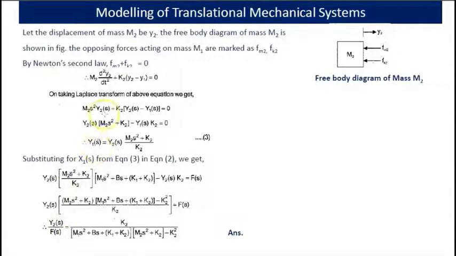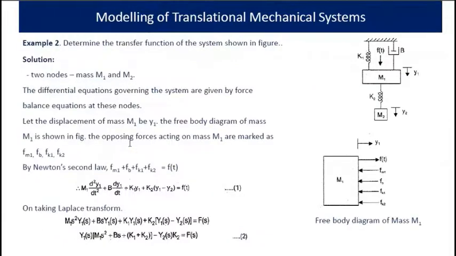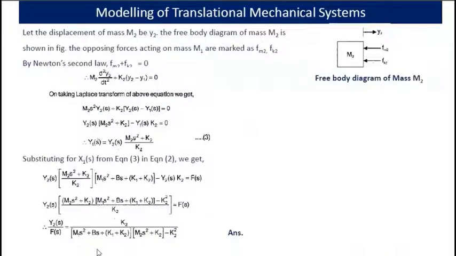So from this equation, write Y1(s) is equal to, and substitute this in this equation. Y1(s). Then simplify. Finally, you will get the transfer function Y2(s) by F(s) is equal to K2 divided by this expression. That's the answer.